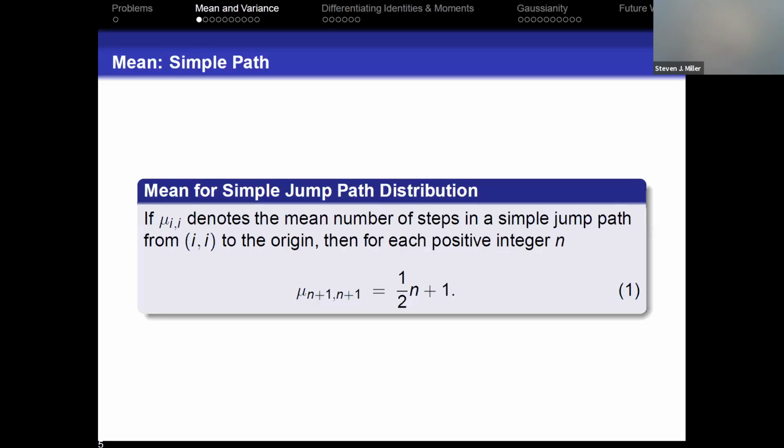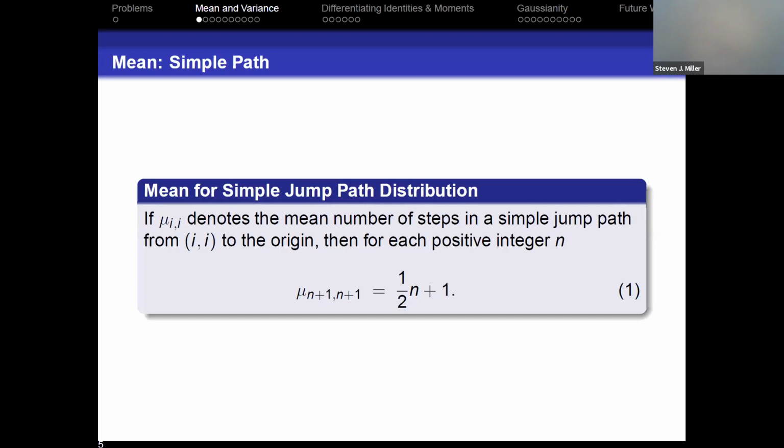And so here's the formula. If mu_i denotes the mean number of steps in a simple jump path from i to the origin, then for each positive integer n, the mean mu_{n+1,n+1} is a half (n+1).